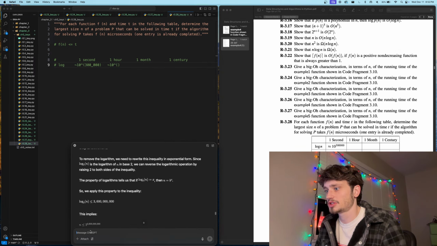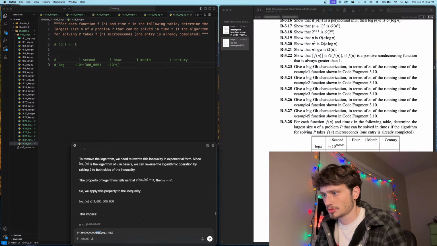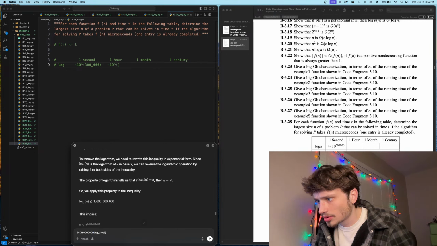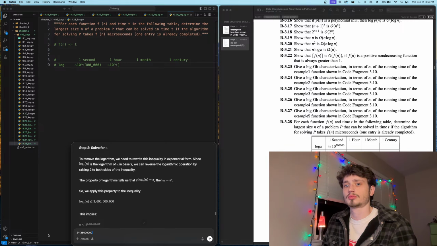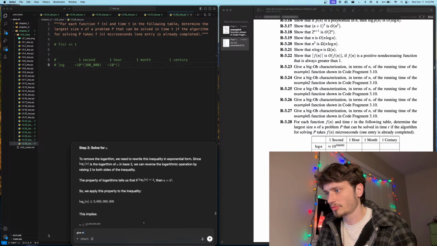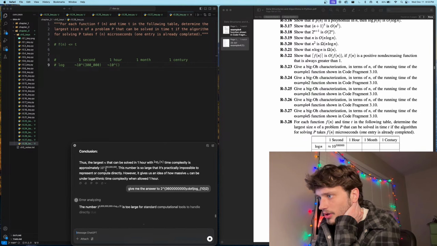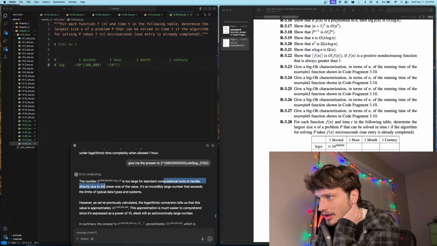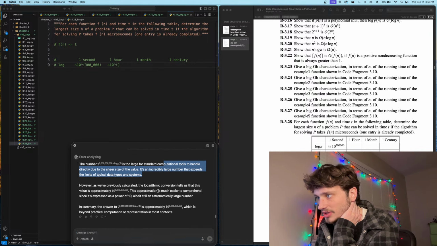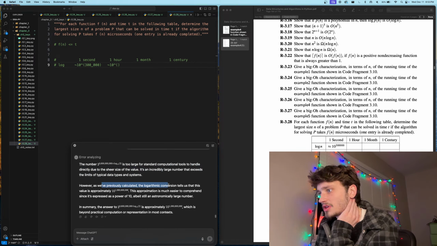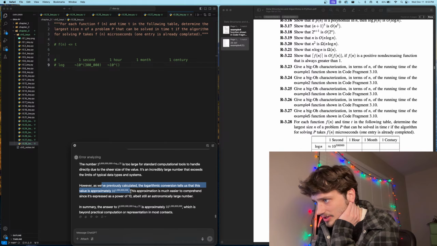We'll go and give it to ChatGPT and say, give me the answer to this. Okay. It says the value is too large for a standard computational tool to handle directly due to the sheer size of the value. It's incredibly large and exceeds the limits of typical data types and systems. However, as previously calculated, the logarithm conversion tells us that this value is approximately 10 to the power of 1,083,600,000, which is much easier to comprehend since it's expressed as a power of 10.